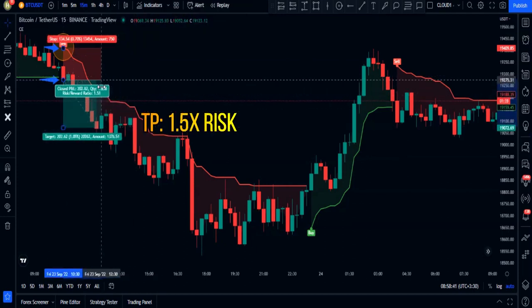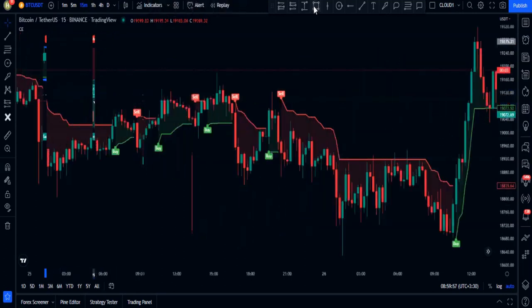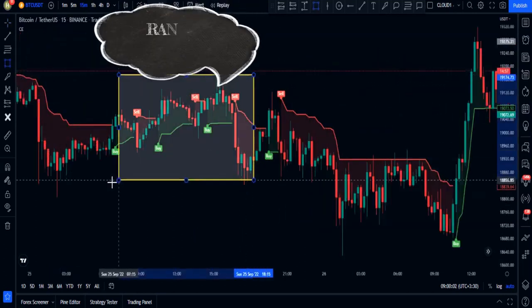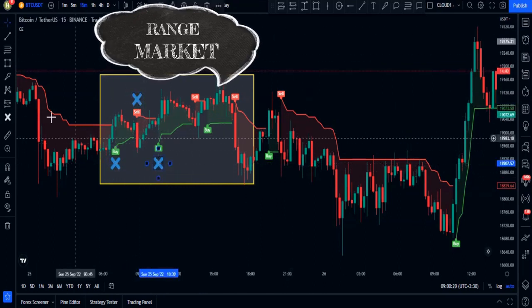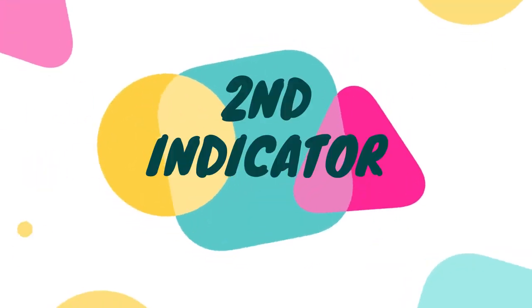But I don't recommend trading with this indicator by itself, because in the range market the indicator plots false signals just like this example, but there are so many ways to filter out these false signals. So I'm going to add a second indicator to the chart.